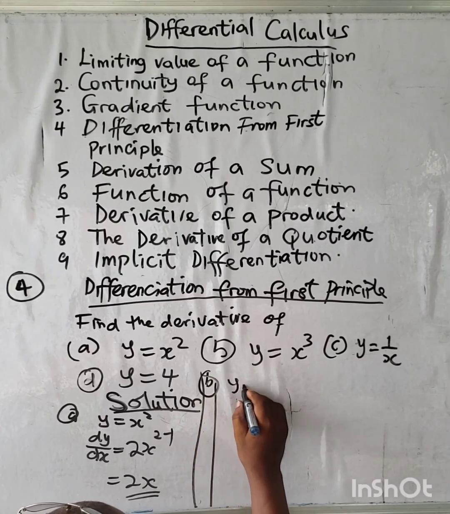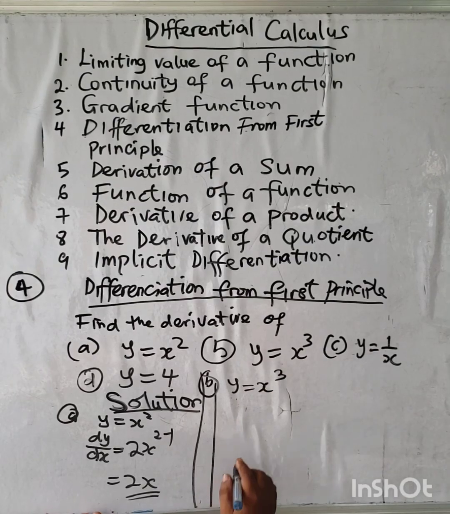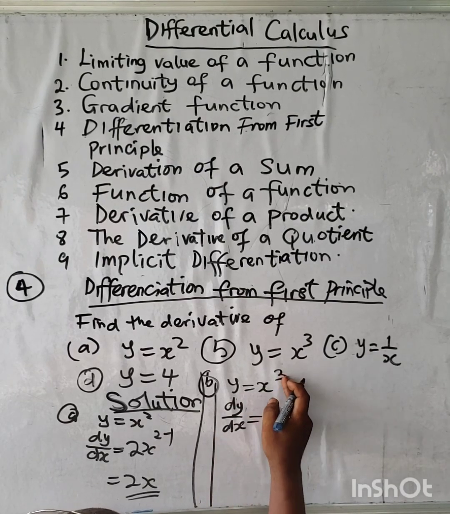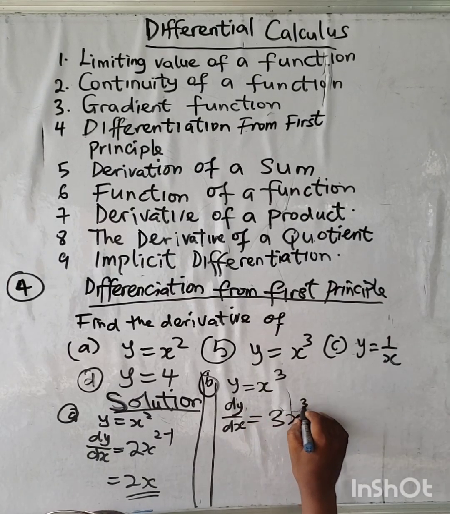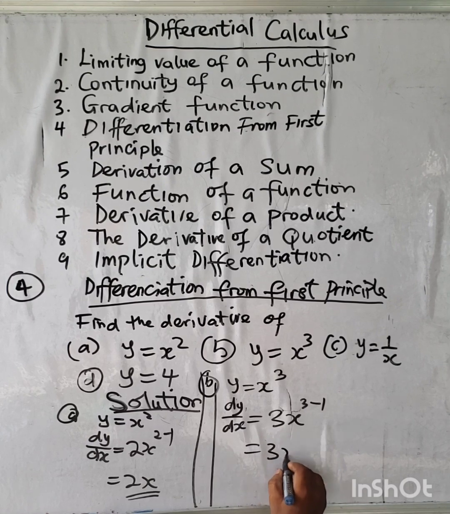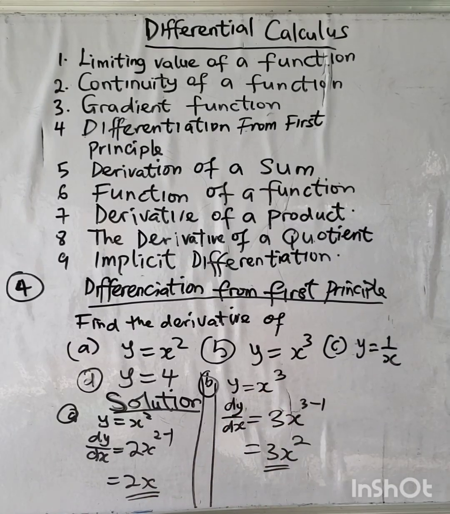For b, we have y equals x cubed. The dy/dx is 3 times x, 3x to the power 3 minus 1. That's 3x raised to power 2. So the dy/dx of x cubed is 3x squared.